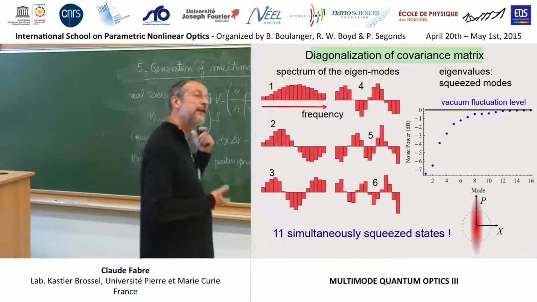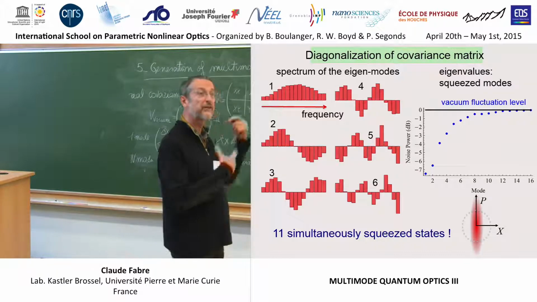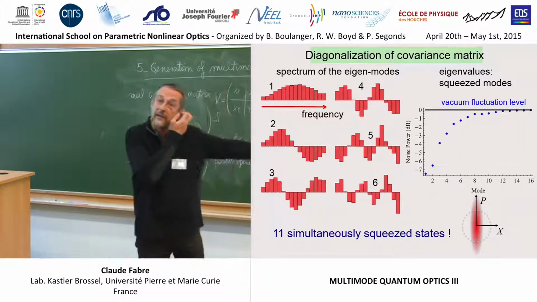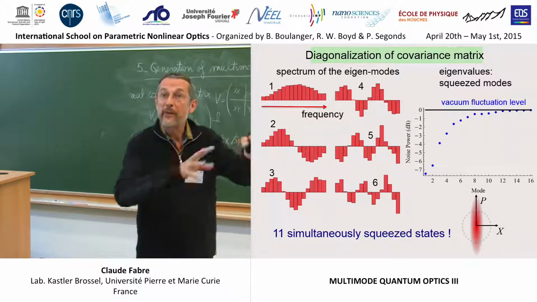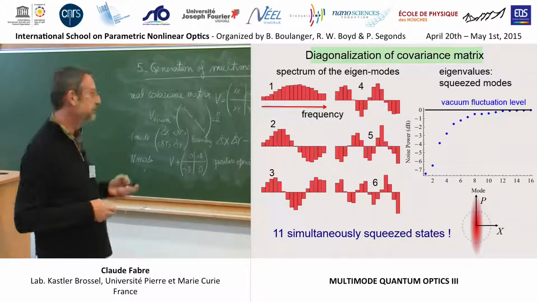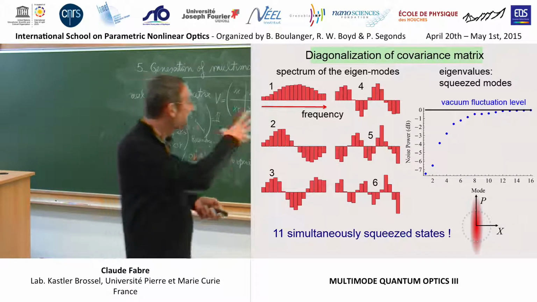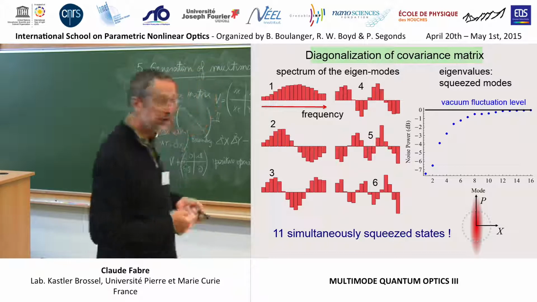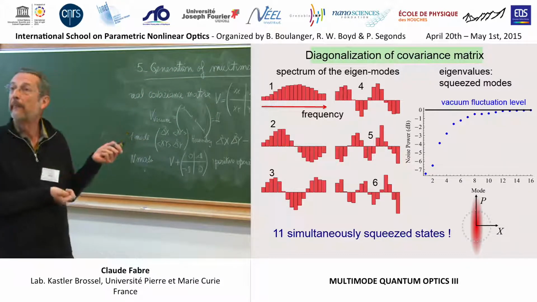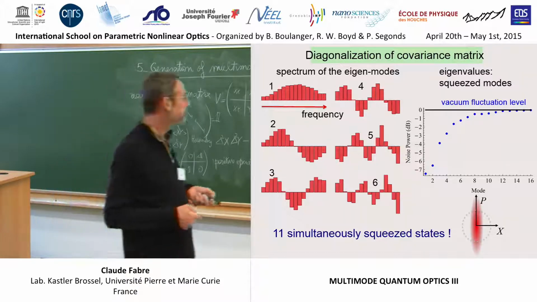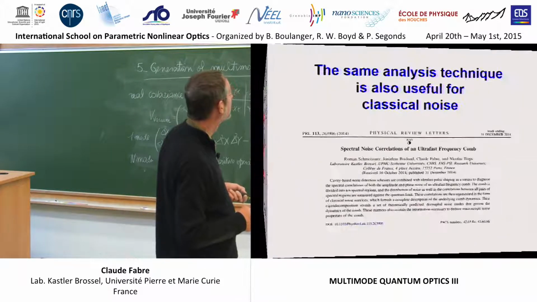And so the multi-entanglement that we had before is just a result of the projection of these 11 squeezed modes on modes which mix things, okay? So this kind of characterization is more precise, of course, than the entanglement one, because here we know everything about the multimode state.